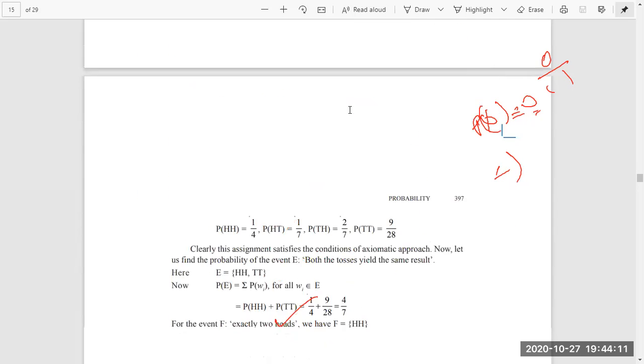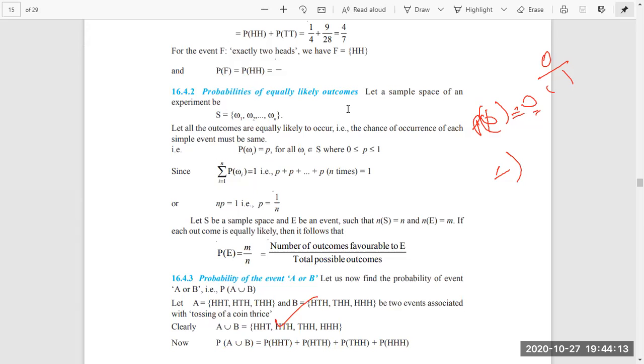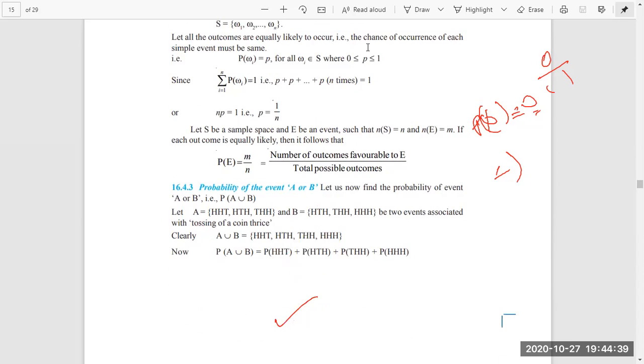Okay, that's all. Some questions. For equally likely outcomes, the probability is always 1 by n. Equally likely outcomes means, for example, getting an even number. Or if you're throwing a die, getting each number is equally likely, because you'll get 1, 2, 3, 4, 5, 6. So each probability is 1 by 6. So yes, they are equally likely.